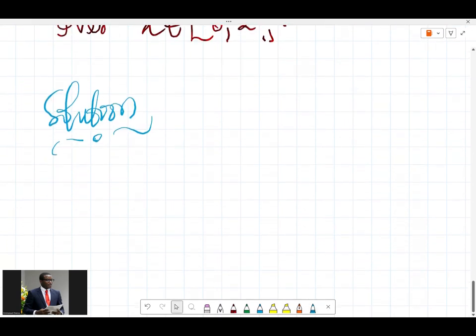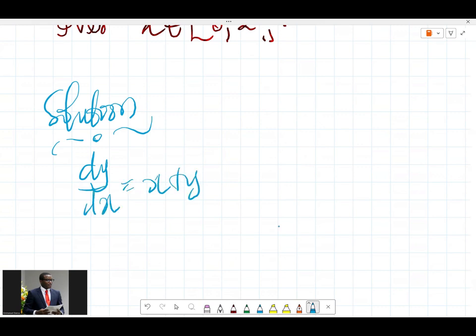So first thing, we want to solve our differential equation, dy/dx equals x plus y. We have the initial condition, y of 0 equals 1. We have the interval, x belonging to the closed interval [0, 2].